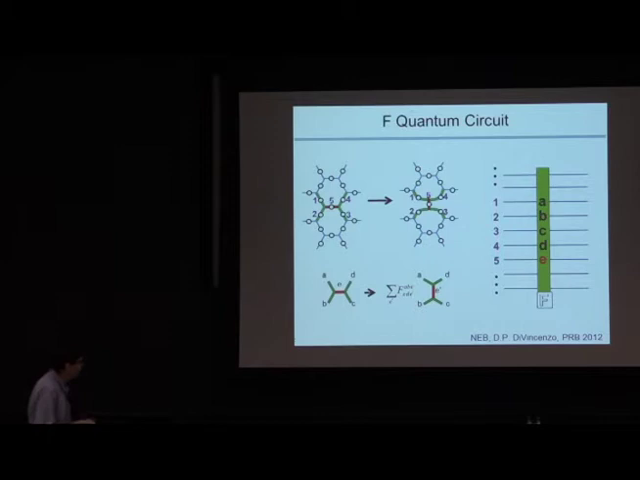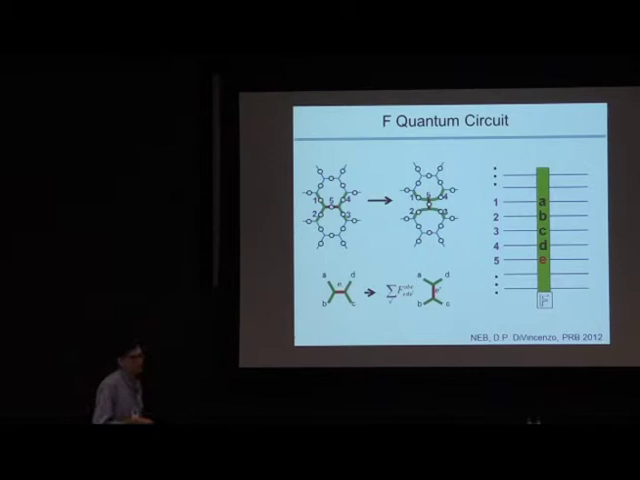Something else I'll point out is a feature of this circuit: qubits 1, 2, 3, and 4 are really acting as control qubits. Their state does not change, but the state of qubit E changes depending on the state of qubits 1, 2, 3, and 4.